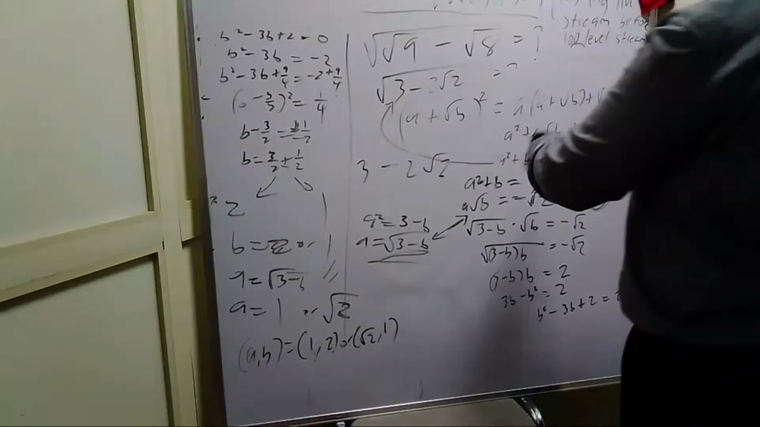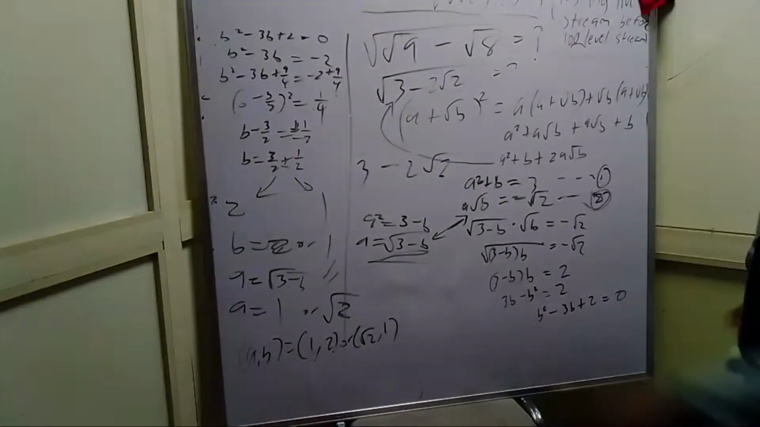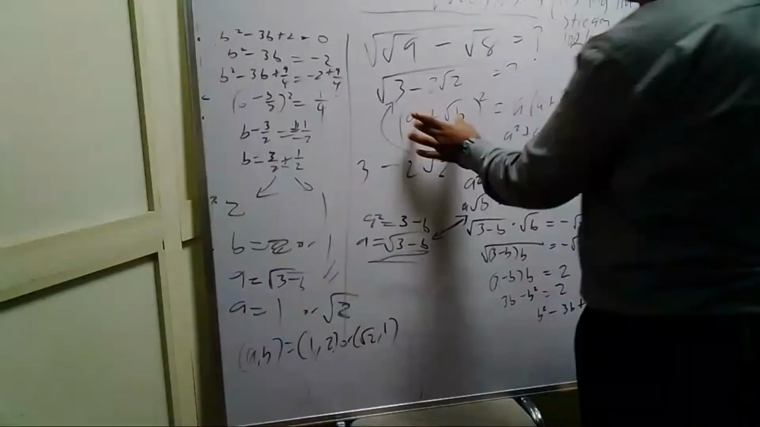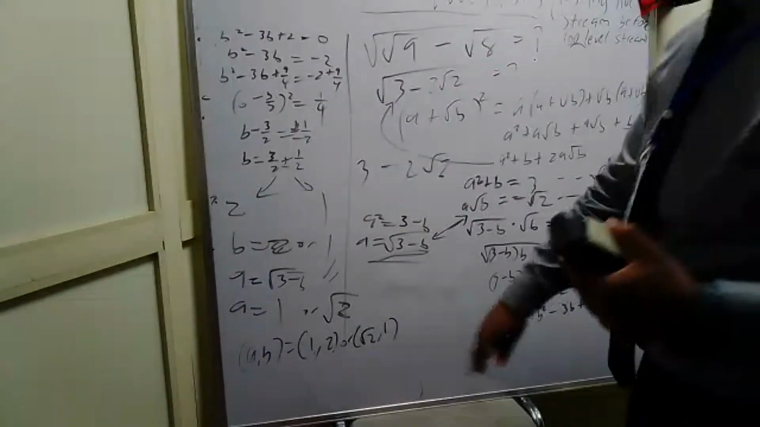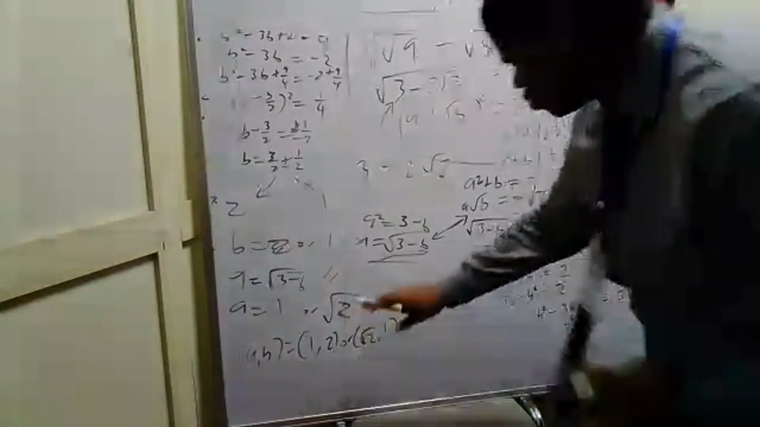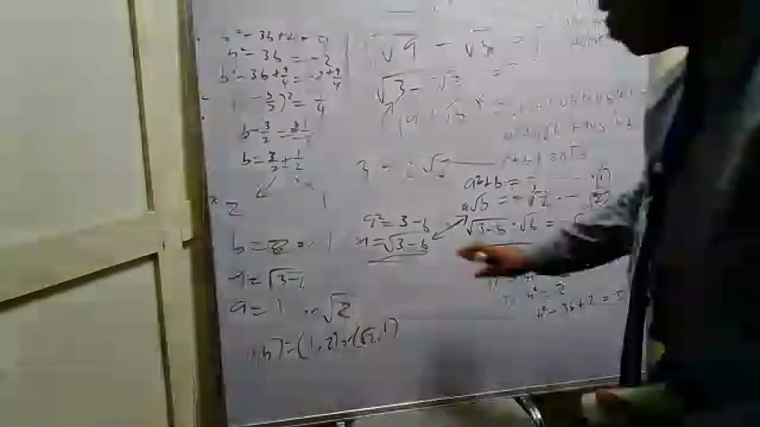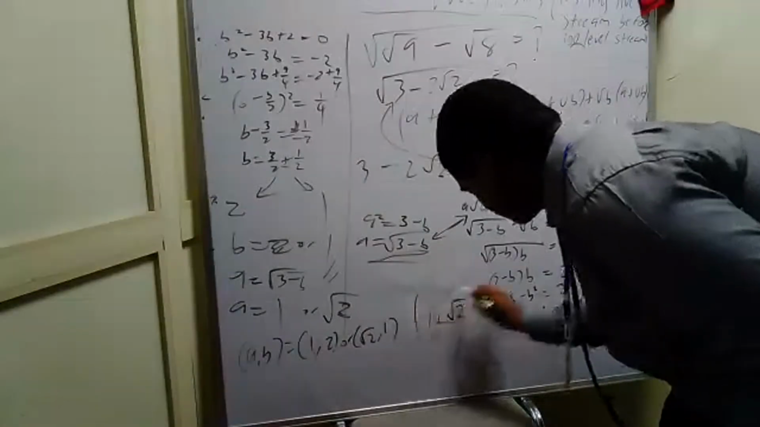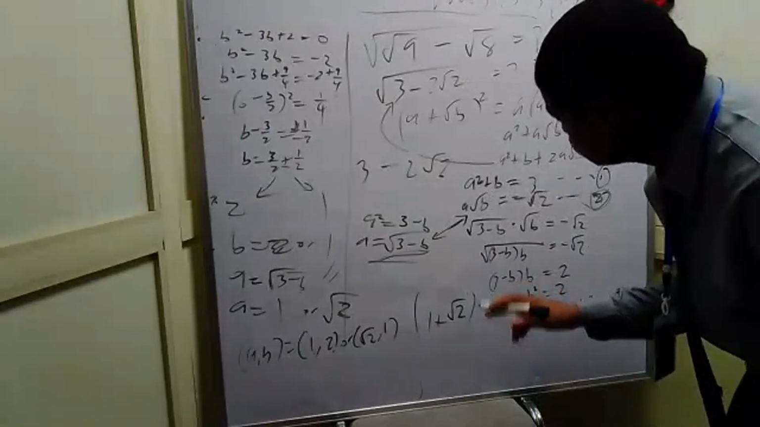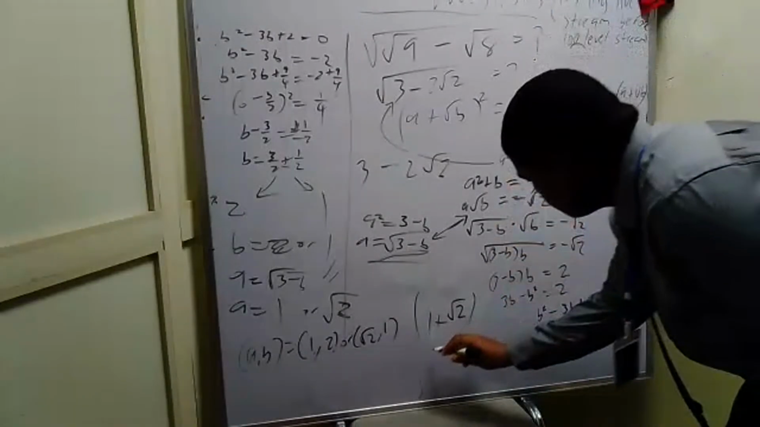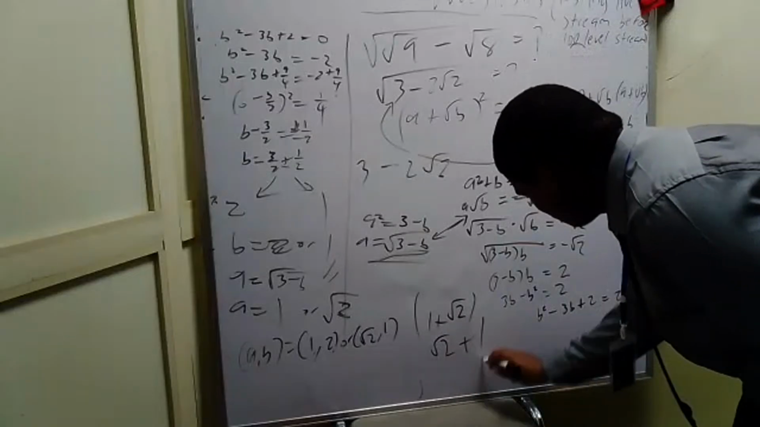So we have to complete it as a plus root b. If a is equal to 1 and b is equal to 2, then we have 1 plus root 2 as our first solution. And for the second one, when a is equal to root 2 and b is equal to 1, we have root 2 plus 1.